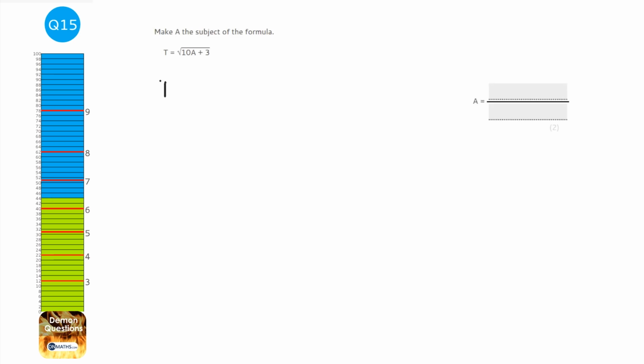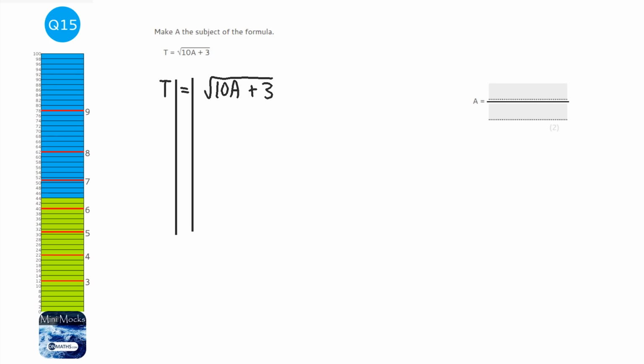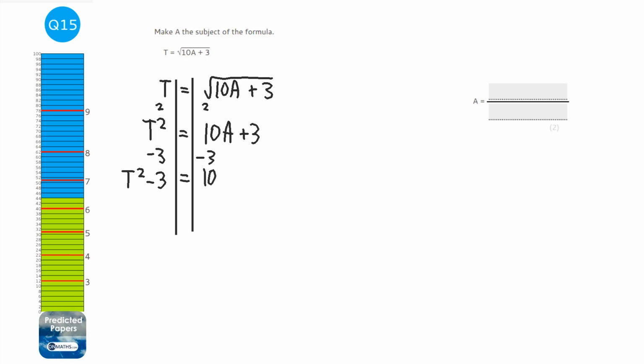Okay, I'm just going to write this out to make it a bit bigger. Now we're asked to make A the subject, which means we want A equals. So I'm going to put my lines down. Now the first thing I need to do is get rid of that square root, because if you look, the right hand side is all trapped in that square root. So what I'm going to do is square both sides. So we've got t squared equals, and when I square the square root, it just gets rid of the square root. Okay, next I need to get rid of that 3, so I'm going to take away 3 from both sides. So we've got t squared minus 3 equals 10a.